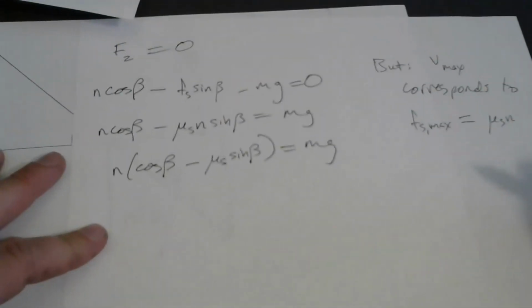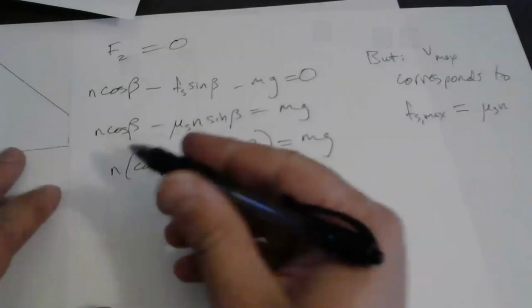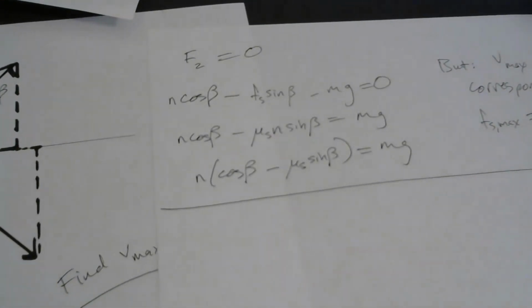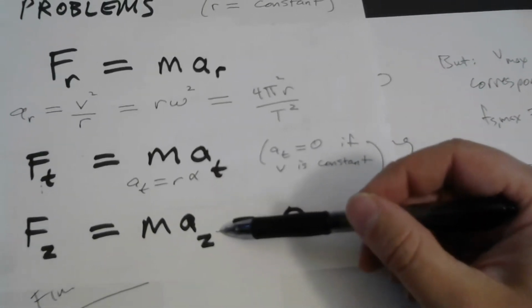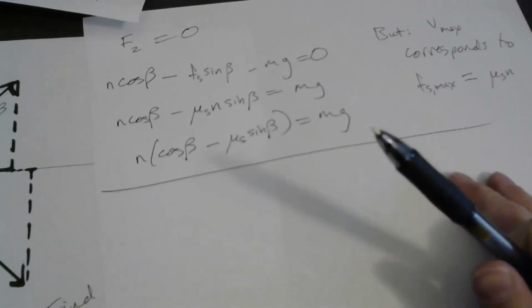What am I supposed to do with this? It's not clear yet. I'm interested in the speed. I don't see the speed anywhere in this equation, so I have to continue. What's the one other equation we can write? Well, I've already applied Newton's second law along the z-axis. Let us now apply it along the centripetal or radial axis.